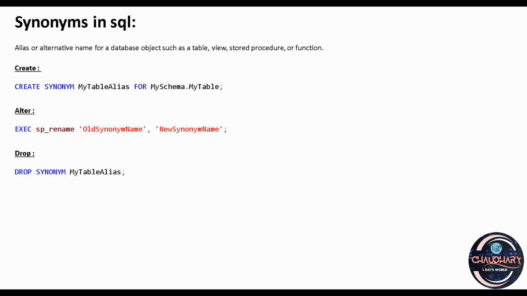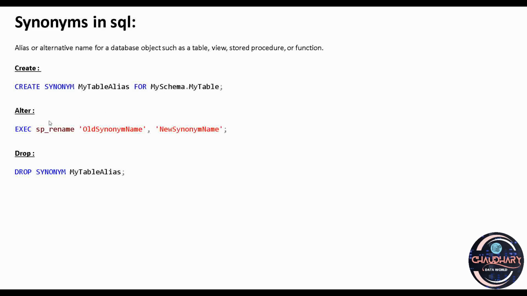Now we will see how to create a synonym. Creating a synonym is very simple. Just write the two keywords CREATE SYNONYM. After that, whatever alias or alternative name you want to put, you can put it over here, for whatever table or any database object with any schema you want. This is how we can create it.